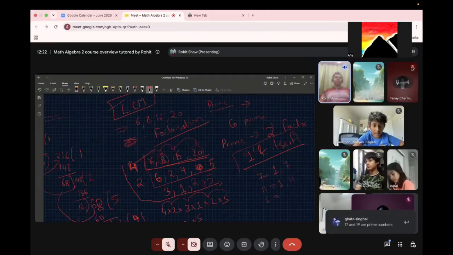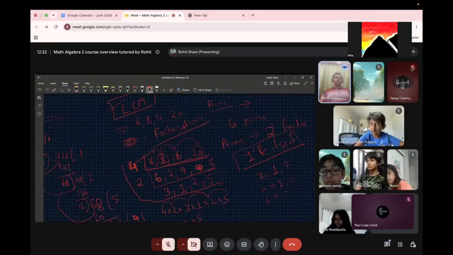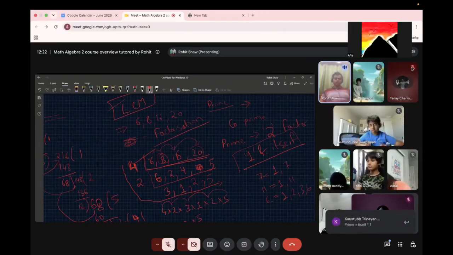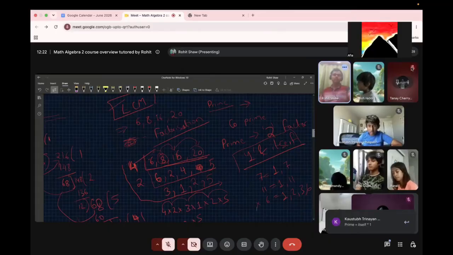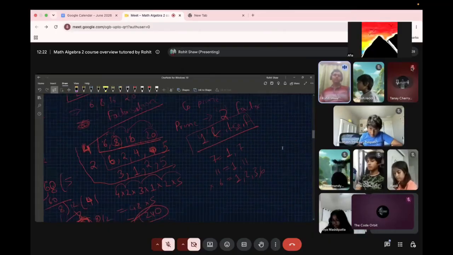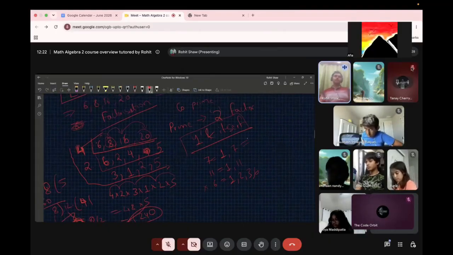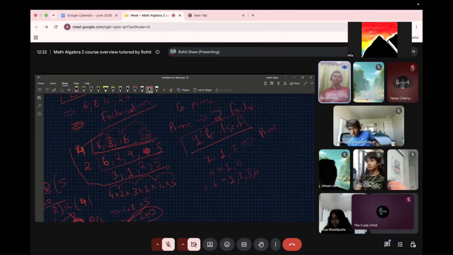17 and 19 are primes, and also they are called twin primes because the difference is 2. For 6, the factors are 1, 2, 3, and 6. So there are 4 factors, so this is not a prime number. If the number of factors is 2, they are called prime numbers. 1 is neither prime nor composite.